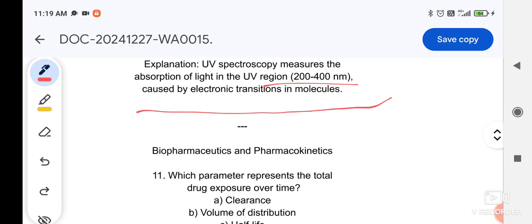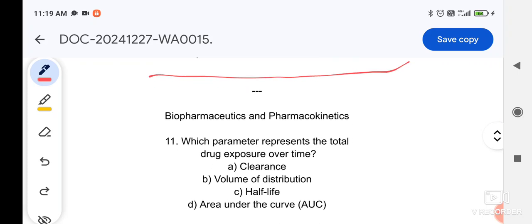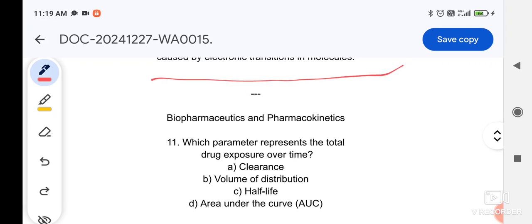Now about biopharmaceutics and pharmacokinetics. Which parameter represents the total drug exposure over time? Option A clearance, option B volume of distribution, option C half-life, option D area under curve. Which parameter represents total drug exposure over time?